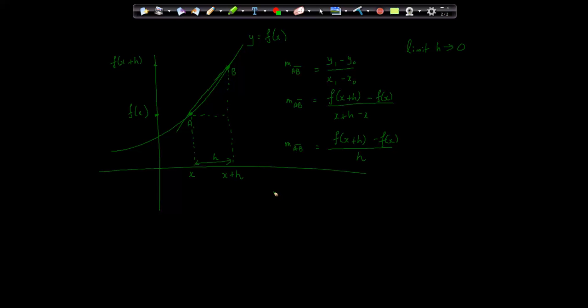So this is what the definition of a gradient is then. So the gradient at point x is the limit then, remember that notation, as h approaches 0 for this function. Okay, and that's what the definition of a gradient is, or the derived function. So this here is known as the derived function equation.